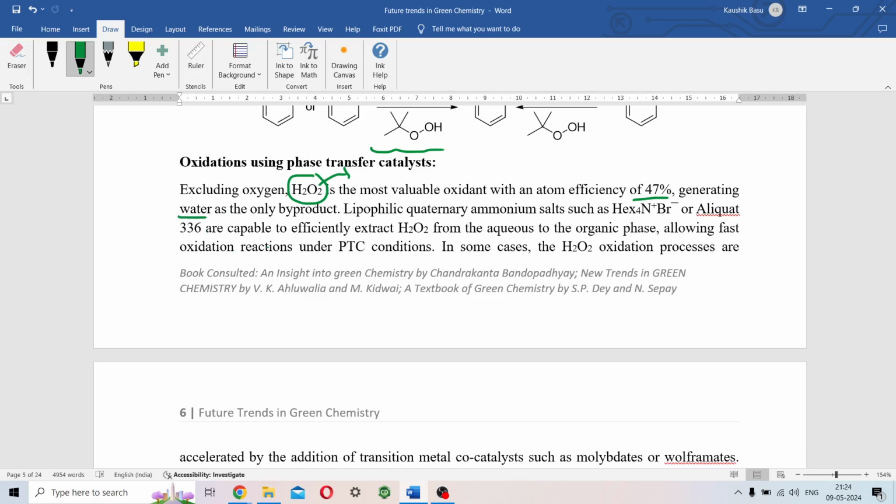Now that's good news for us, because water is everywhere, and if I generate water as my byproduct in the oxidation reaction, then it's not going to contribute harmfully to our environment.